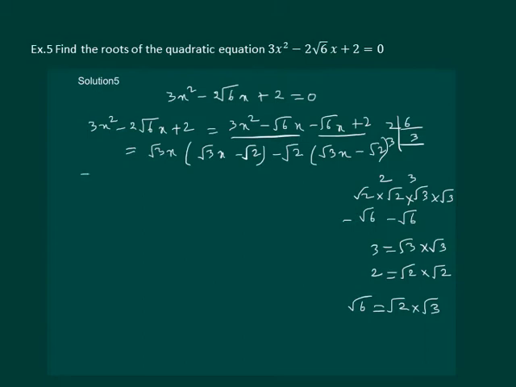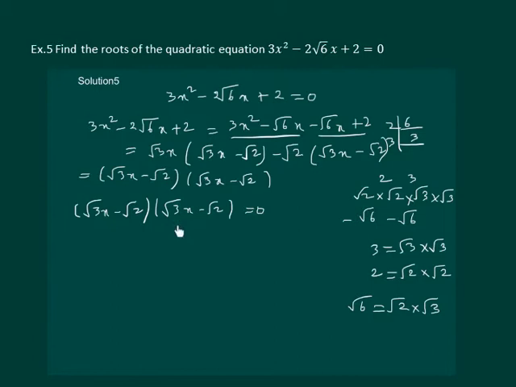So this further gets converted into root 3x minus root 2 into root 3x minus root 2. That means now we can write our equation as root 3x minus root 2 into root 3x minus root 2 equal to 0. Clearly here both the factors are same, so the roots or the values of x for which the equation will be satisfied will be same.